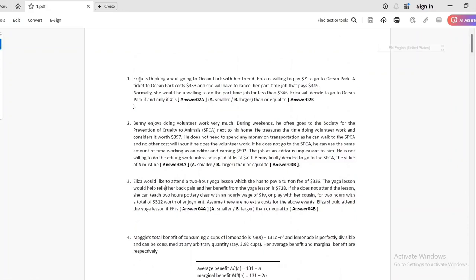So in the first question, Erika is thinking to go to the park. Her willingness to pay is X dollars and the ticket price is $353. So she'll have to cancel her part-time job that pays $349. She would be unwilling to do the part-time job for less than $346. She decides to go to the park if X is, so we need to find out the value of X, and the concept is the additional benefit should be greater than the additional cost. Okay, so let's go to Notepad.